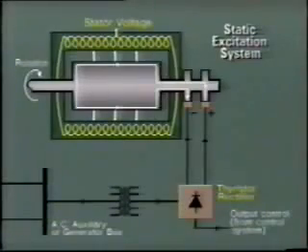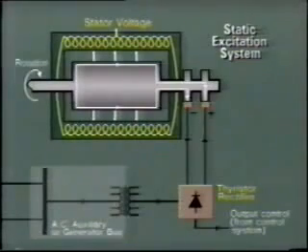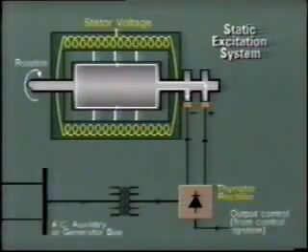First, we'll look at a simplified arrangement of the static excitation system. DC current from the rectifier is supplied to the rotor winding through the collector rings on the shaft. The incoming AC to the rectifier is supplied from a dedicated transformer. The primary side of this transformer is fed from an auxiliary bus, or in some cases the generator bus itself.